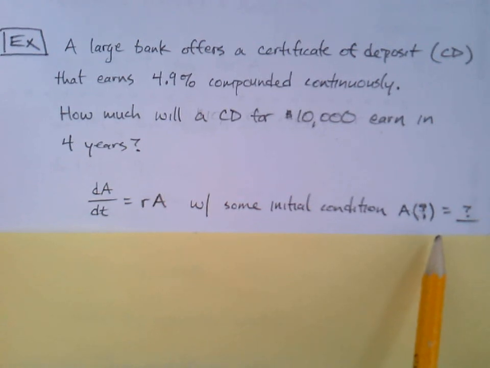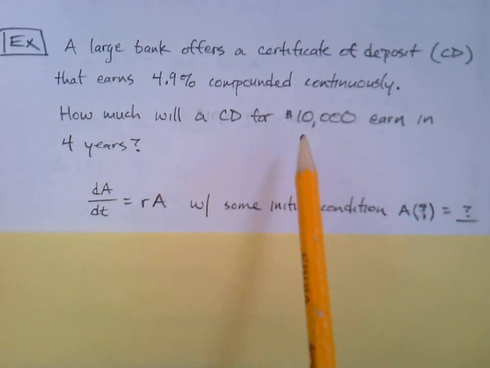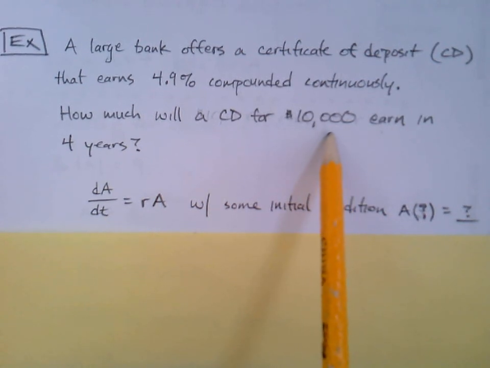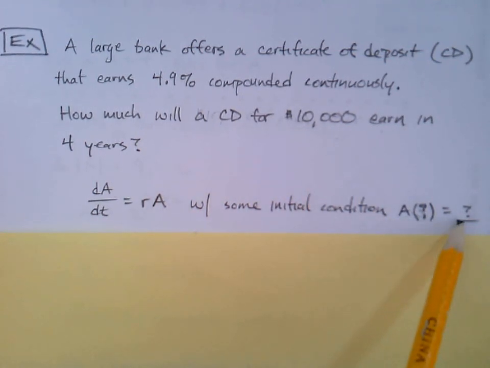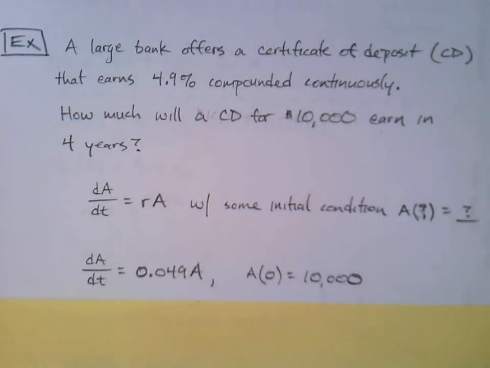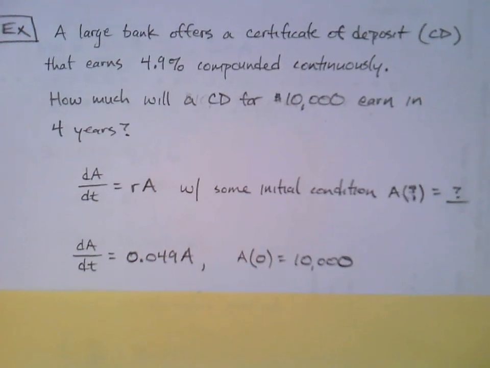How about the initial condition? So there's one piece of information that they tell us, right? The other number they give us is the 10,000. So at time 0, this certificate of deposit is worth 10,000. At 0 years past, when t is 0, the amount is 10,000. So here's how we're going to start this off. dA over dt equals 0.049A, and A of 0 equals 10,000, the initial amount. Obviously the initial condition will come later.